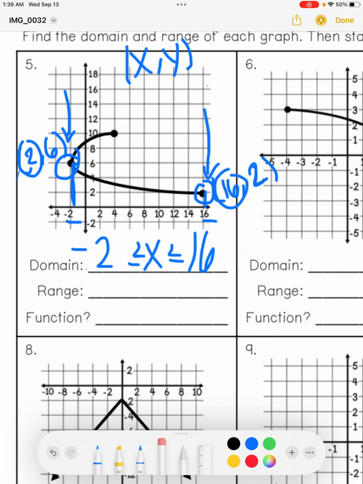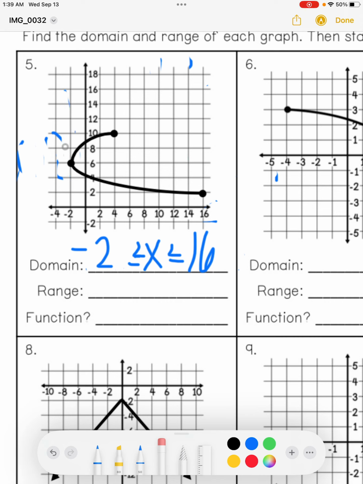So let's see if we can remember how to do range. The first question we're going to ask ourselves is, what kind of values do we use for the range? Well, we use y values. So I'm going to write a y in my range just to get started.